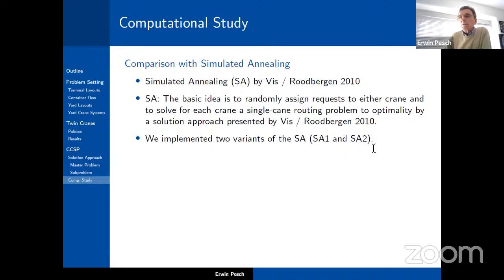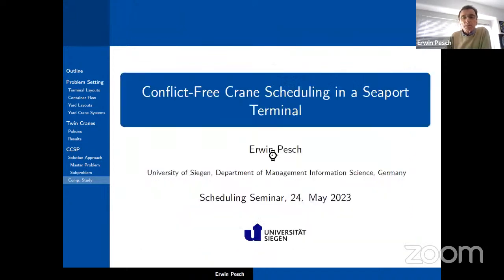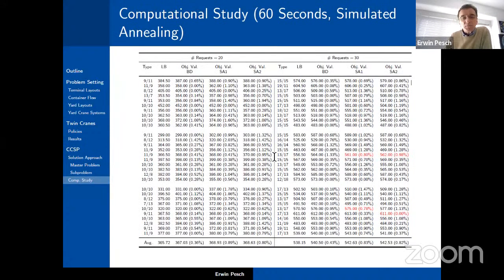And number two is when we generated a solution, we made sure that the solution is feasible using the same method. And we used the instances with 20 requests and 30 requests. And what you can see here is simulated annealing obtained only 4 times better results than our approach. In all other cases, our approach was at least as good as simulated annealing. Okay, that's the end of my presentation. Thank you very much. Thank you for listening.